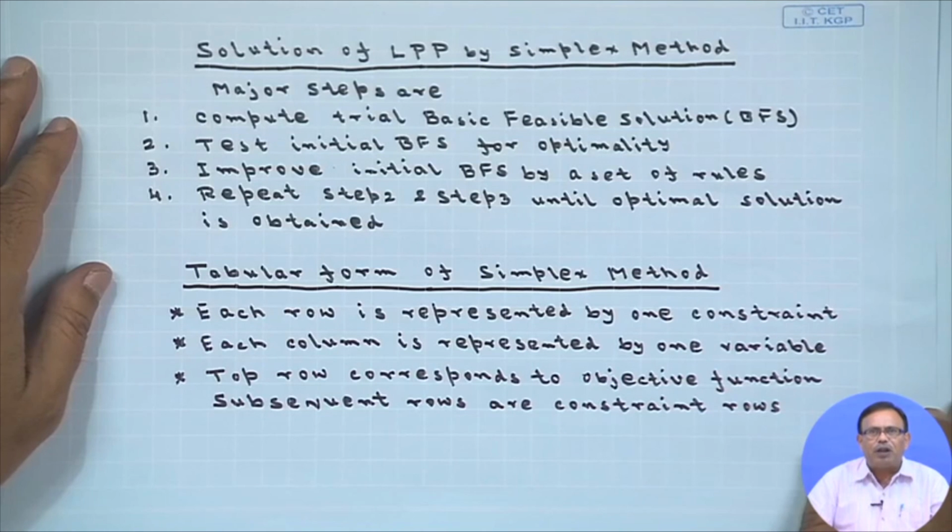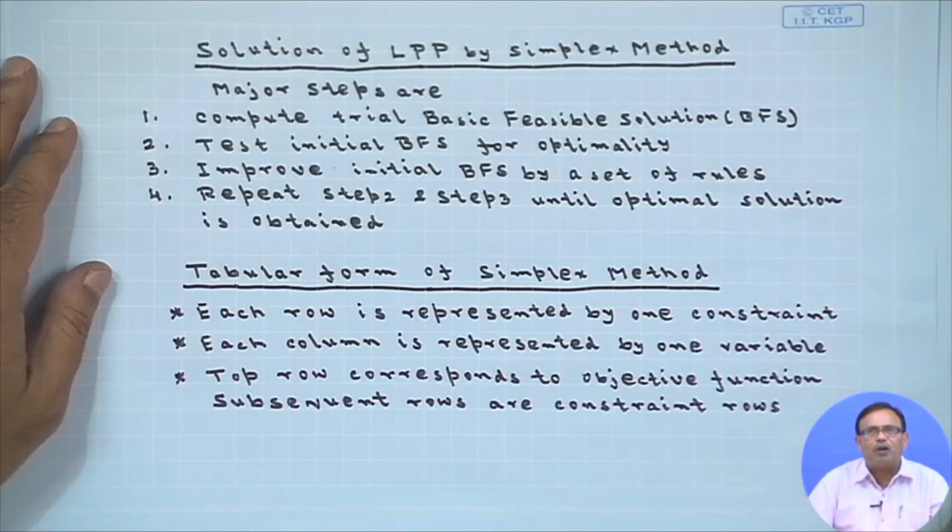If the solution is not optimal, in that case I have to improve it by certain rules or techniques, and I have to repeat step 2 and step 3 until I arrive at the optimal solution or I terminate that there is no solution. So, these are the basic 4 steps.